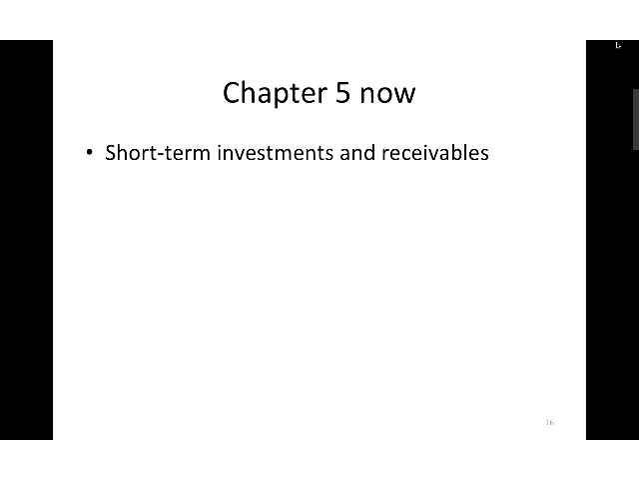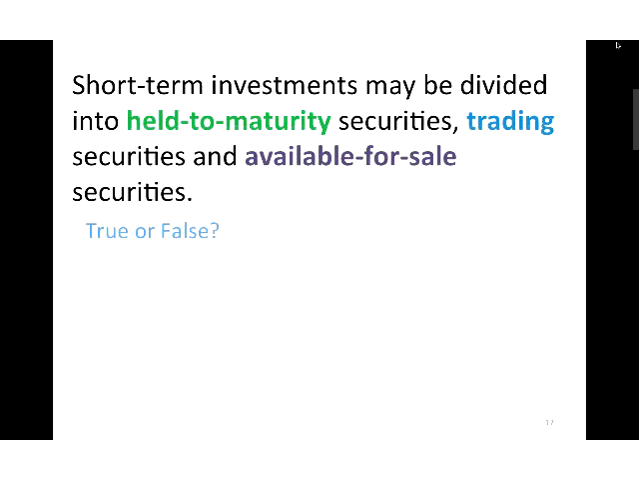We're going to start with a question. This relates to the video and the reading for today. So the first question is coming up. Short-term investments may be divided into held-to-maturity securities, trading securities, and available-for-sale securities. True or false?